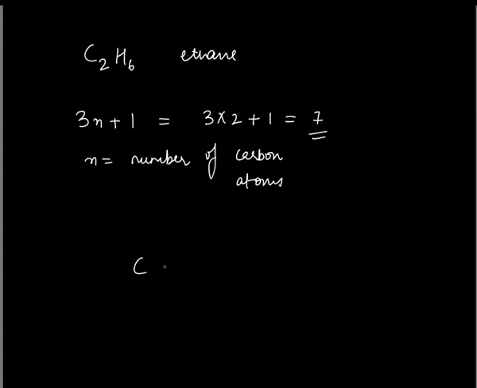So let's try to look at it over here. If you see, 1, 2, 3, 4, 5, 6, 7. So 7 covalent bonds. It's correct. You can calculate like this also, right?